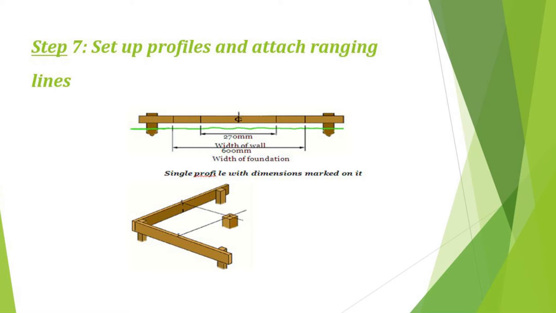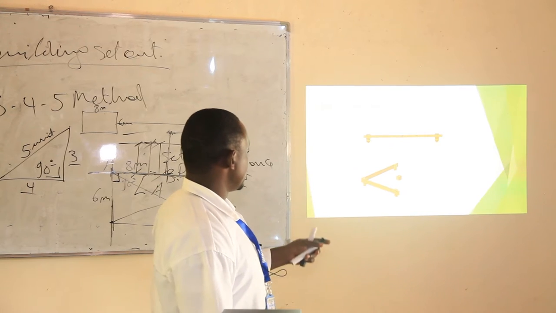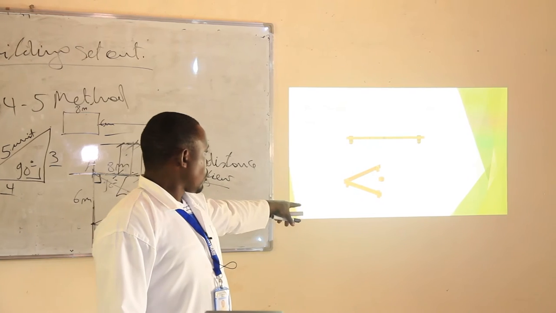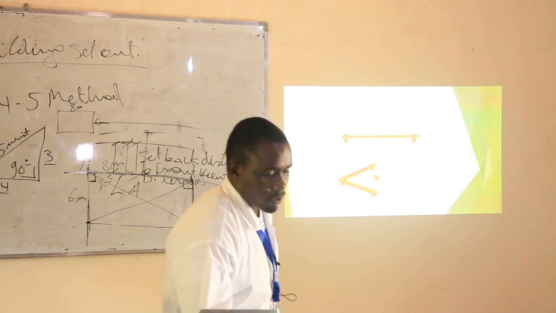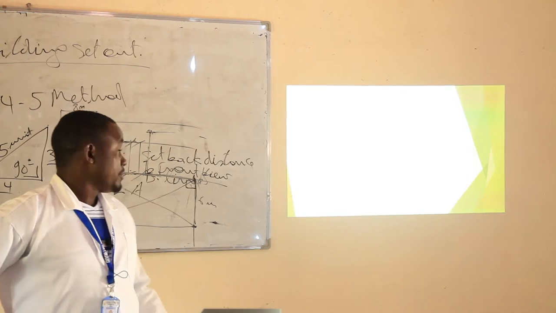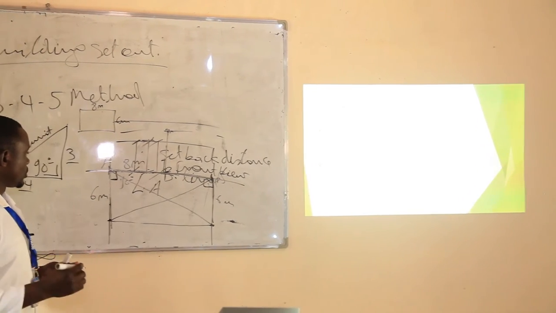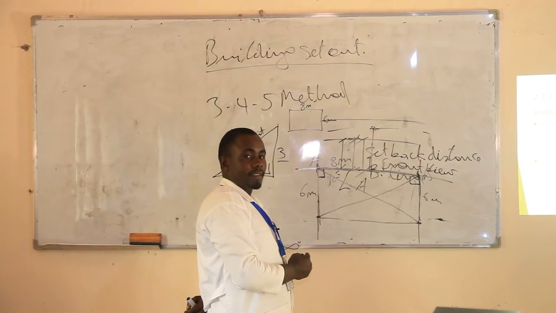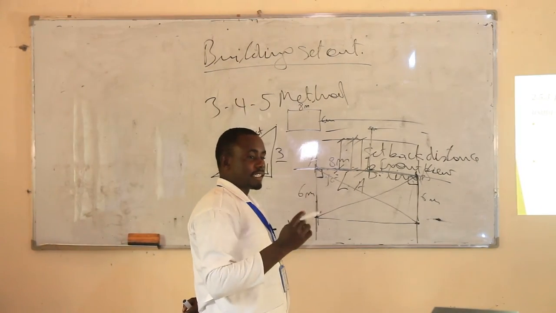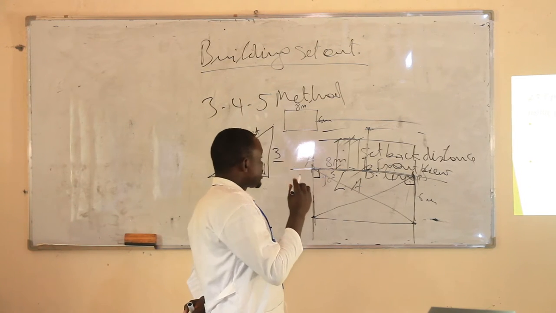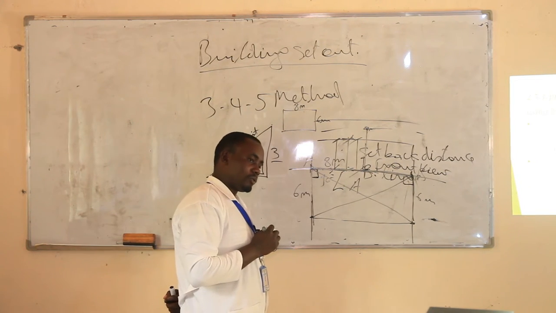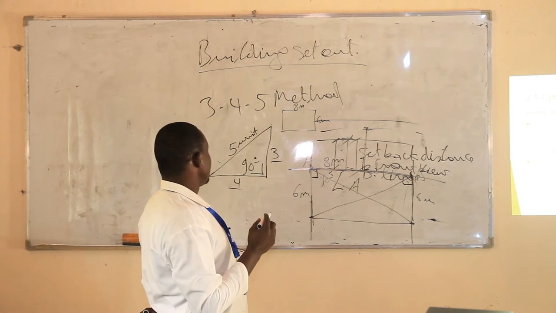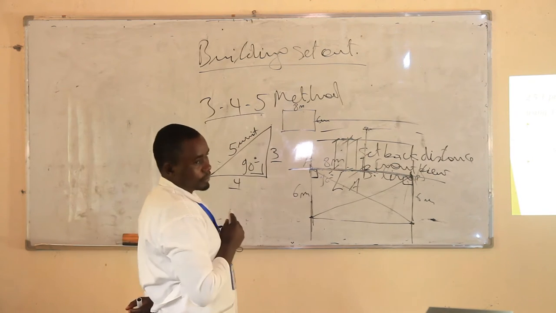As you see there, this is the single profile board and the compound profile board, or composite. Now, because you can set out a building using several methods, it is necessary to mention the method that you are going to use, because there are several methods as we have said, but today, remember, we need to proceed with the 3-4-5 method.